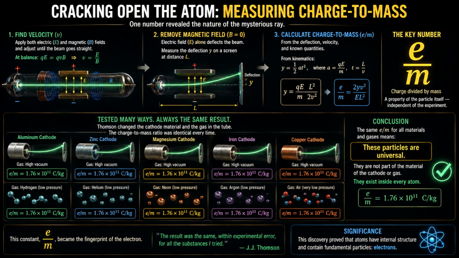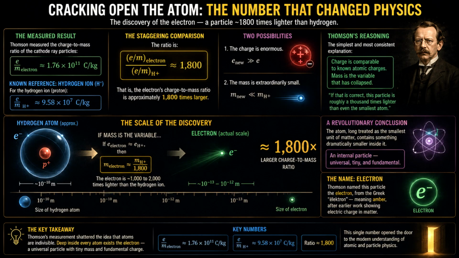It told him these particles were not specific to one material. They were a universal component, present inside every kind of atom he tested, regardless of what the cathode or the tube was made from. The measured charge-to-mass ratio was approximately 1,800 times larger than the charge-to-mass ratio already known for the hydrogen ion, the lightest atom in existence.